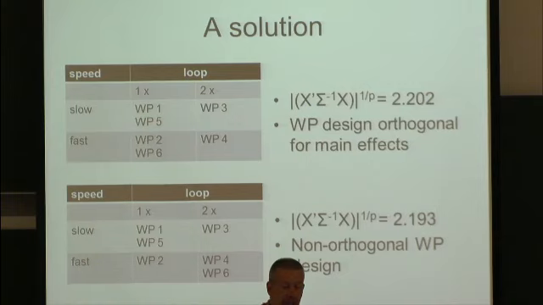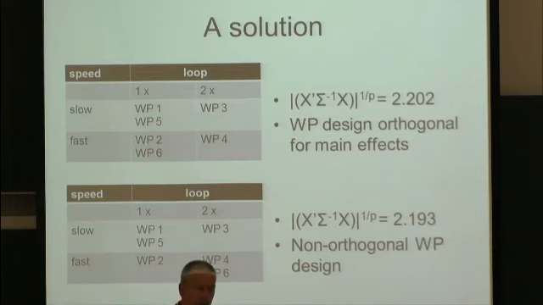Now, the first design has a whole plot component, a whole plot design, which is orthogonal for the main effects for the whole plot factors. That is not the case with the second. So we expected in advance that there would be a difference between the criteria obtained here, but we were surprised that the difference is not very big.